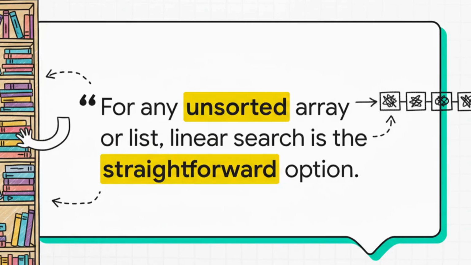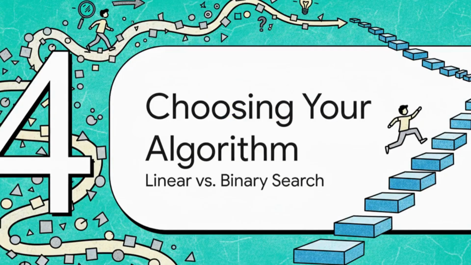And this really sums it all up. For any unsorted data, linear search is the most direct and logical option you have. Its versatility comes from the simple fact that it makes zero assumptions about the order of the data, just like with our messy bookshelf. To really appreciate its strengths and weaknesses, let's put linear search head-to-head with a much faster alternative, binary search. This comparison is going to make the trade-offs crystal clear.